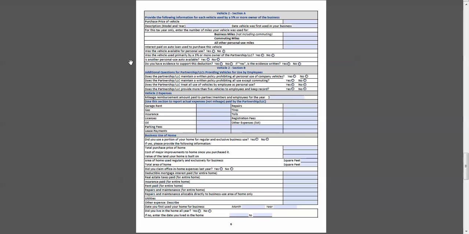The bottom of page 6 also contains a section for expenses related to your home office. Note that in order to qualify, you must use the space regularly and exclusively for business. If there is any personal use, you will not qualify to claim this expense. If you do not qualify, you can mark no when asked if you use a portion of the home for regular and exclusive business use, located here, and then move on to the next section.